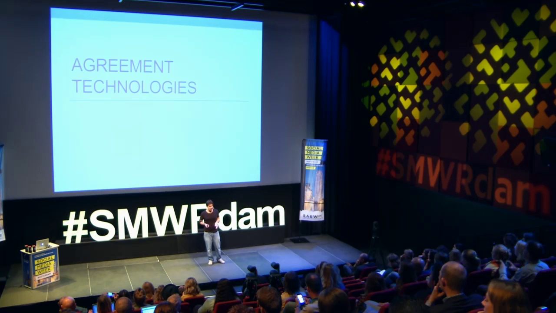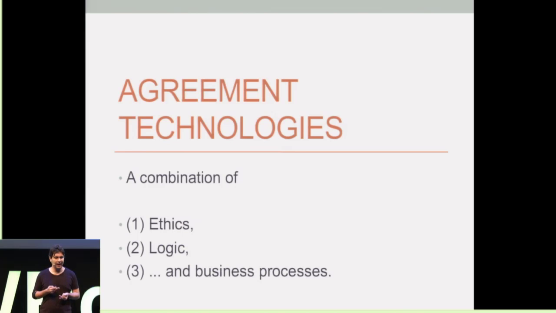So what do we have here? Agreement technologies. This is basically what I want to talk about, in the sense that it's a new concept that might actually help to put back your control over your social media, to put that control back in your hands. What are agreement technologies? Essentially, they're an intermarriage of three different fields: ethics, logic, and business processes. And I know that sounds really strange, because how could something be a combination of all three?